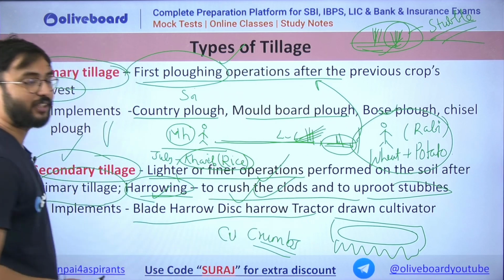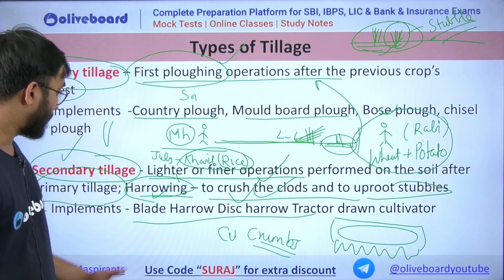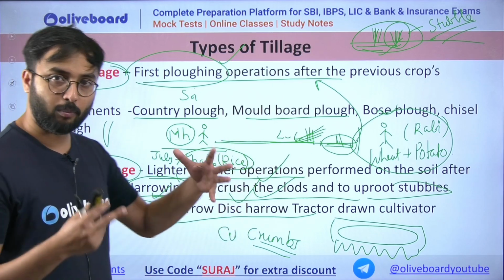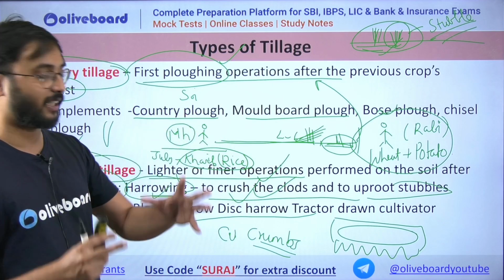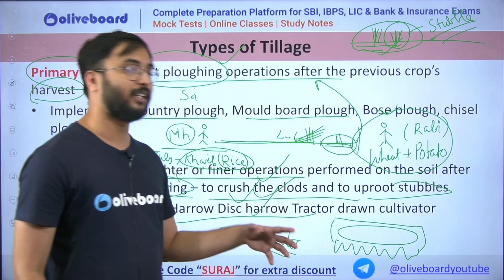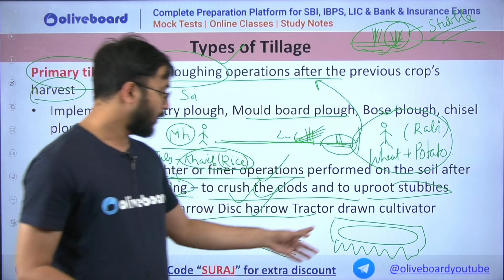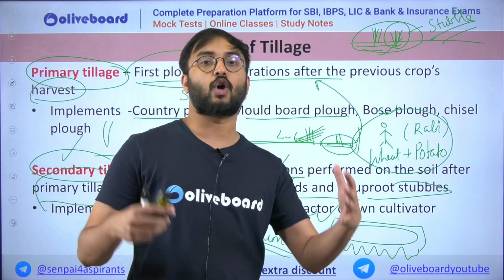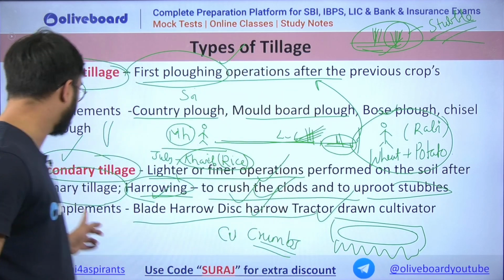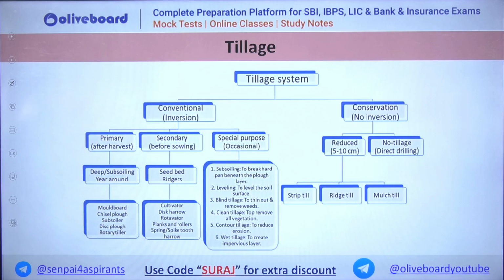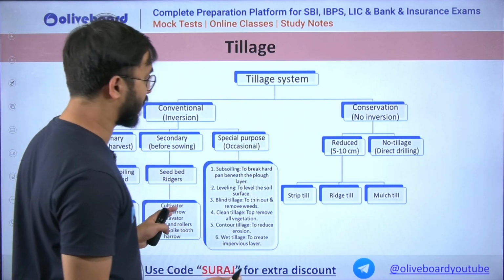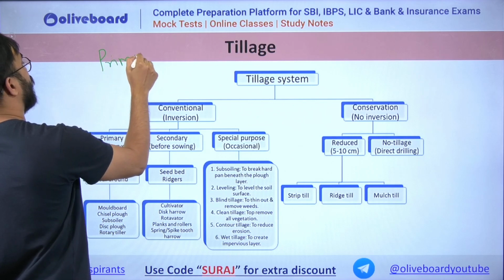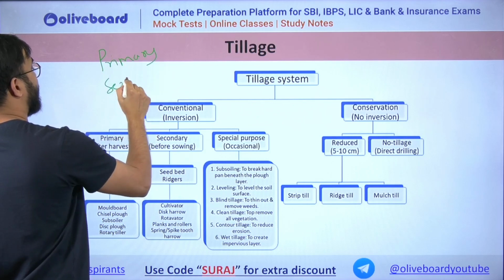Implements which are used are generally different types of harrows. Blade harrow uses blade for destruction of the overall bigger boulders of soil or bigger size particle matter. Disc harrow is for nothing but uprooting the stubble. Then tractor drawn cultivator is nothing but multiple activities and overall plowing activity which even includes secondary tillage. Then we come towards overall tillage classification. Now you all would be knowing traditional tillage has been classified into primary tillage and secondary tillage.